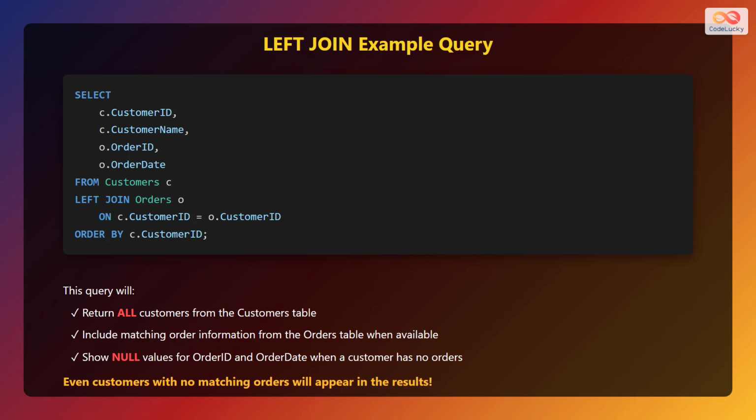This query will return all customers from the customers table, include matching order information from the orders table when available, and show null values for order ID and order date when a customer has no orders. Even customers with no matching orders will appear in the results.